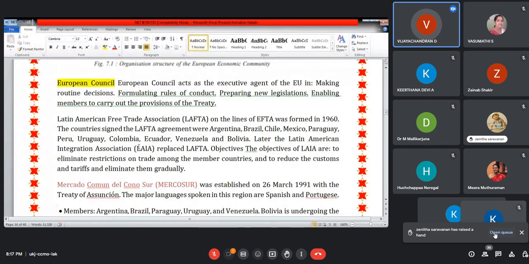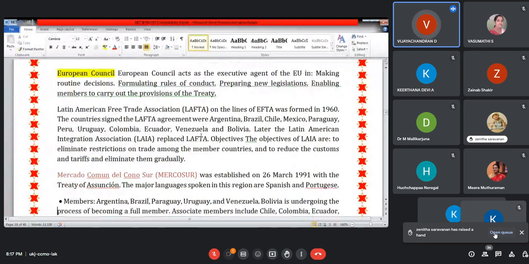Its member organization, LAIA. Now we are not having LAFTA. It was renamed as LAIA. So LAFTA is the older name of LAIA. LAIA means Latin American Integration Association. What are the objectives of LAIA? In order to eliminate trade restrictions. If the member countries are trading globally, no restriction in the form of customs tariff.